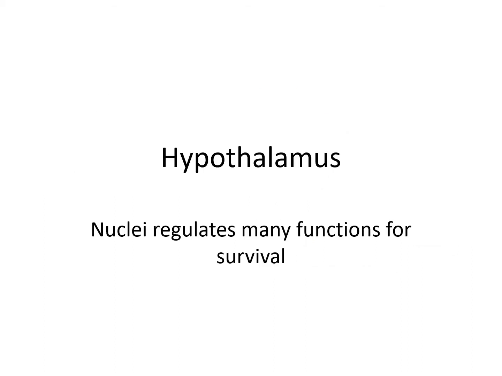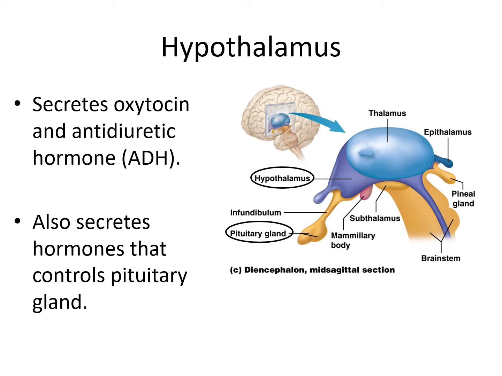Now, the hypothalamus, as you might expect, with the prefix hypo, is going to be right beneath the thalamus. And this nuclei regulates many functions for survival. It is so important that we'll have a separate lecture in the endocrine system because it communicates through the release of factors in the bloodstream. Okay, so here's the thalamus. Okay, and beneath the thalamus is the hypothalamus right here.